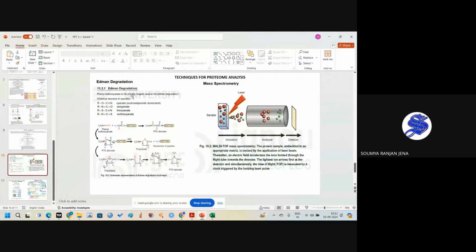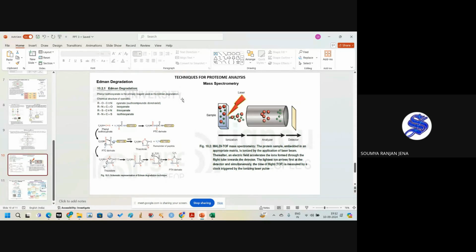In proteome analysis process, first we have studied the Edman degradation process. This is called N-terminal determination of a protein, because protein has one N-terminal and another C-terminal. In N-terminal determination, in Edman degradation process, Edman uses one chemical, that is phenyl isothiocyanate, the primary reagent used in Edman degradation process.